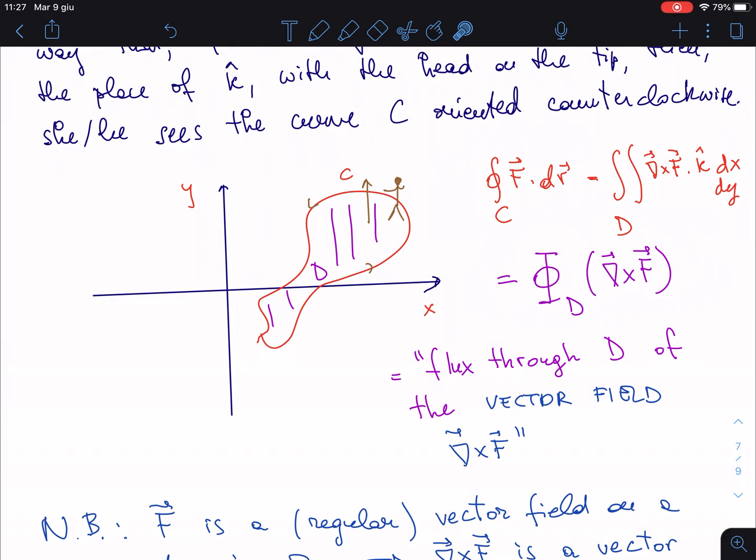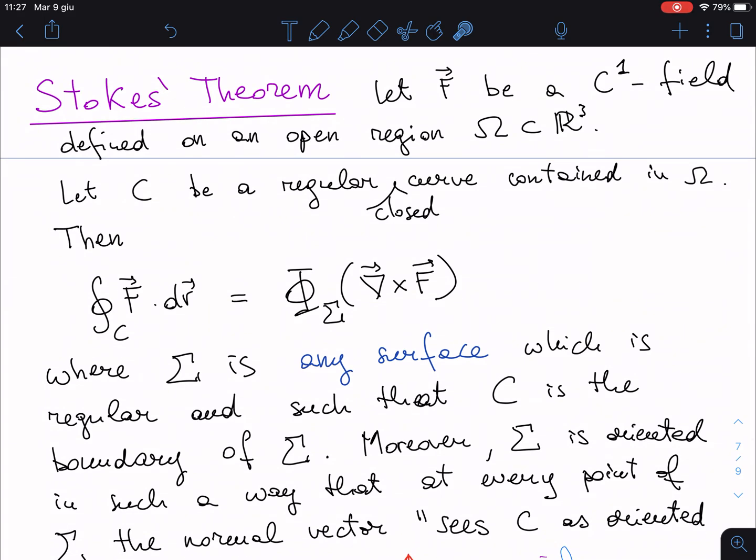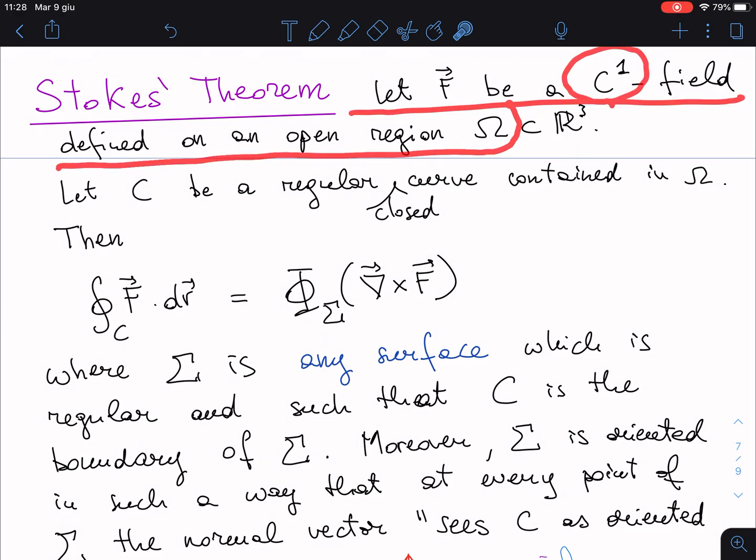But what does Stokes' theorem do? It is able to get us rid of the constraint of having planar curves. Stokes' theorem generalizes Green's theorem to arbitrary closed curves. And this is the statement of Stokes' theorem. Let F be a C1 field, so differentiable, and all derivatives of all components are continuous, defined on an open region that we call omega, subset of R3. We are no longer in the plane, we are in R3.